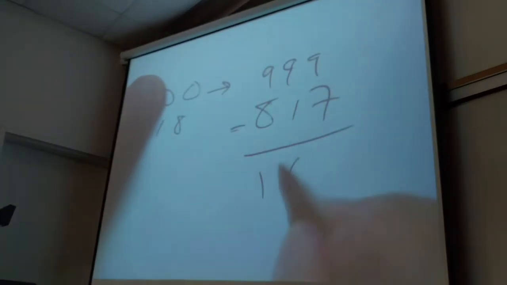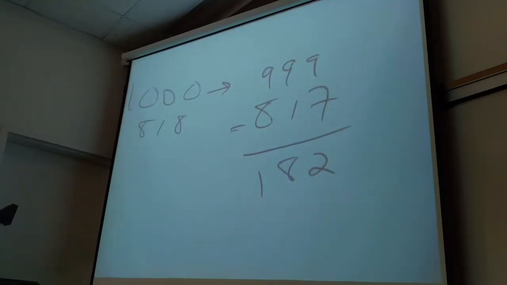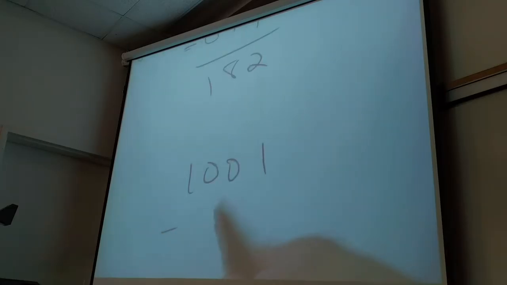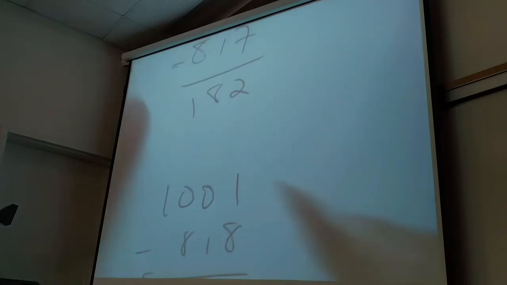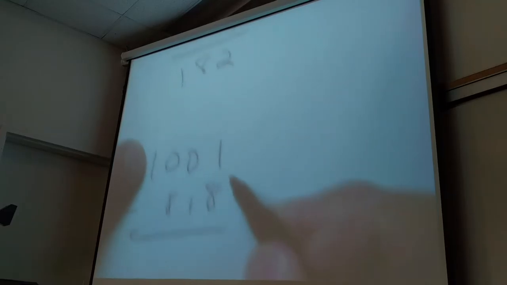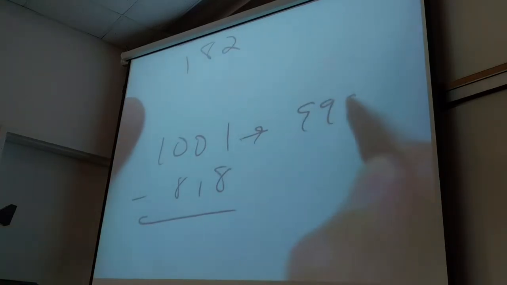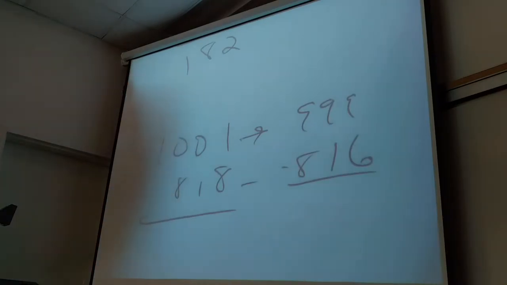So now it's easy. 1, 8, 2. Yay. Do you guys kind of get the idea? So now watch. If I had 1,001 minus 818, I can still do the same thing, except now I got to take this down by how much? Two. So I can still go to 999, but now I got to take this down to 816. As long as I move both numbers the same direction, subtraction doesn't care.